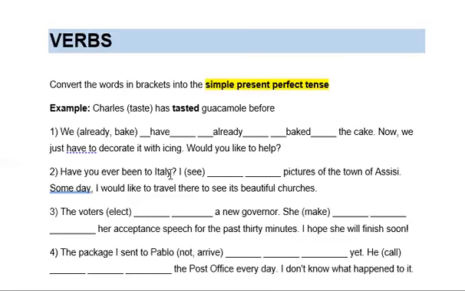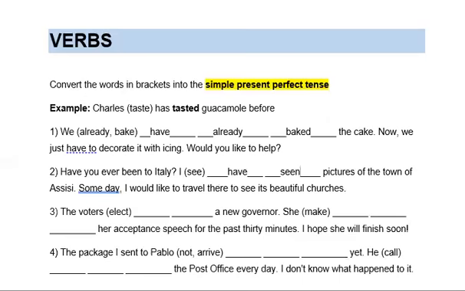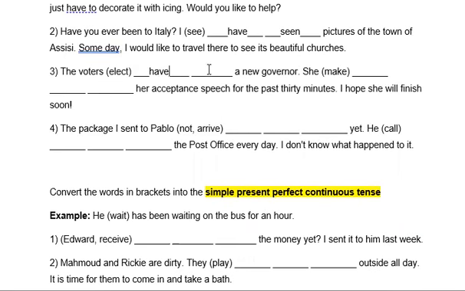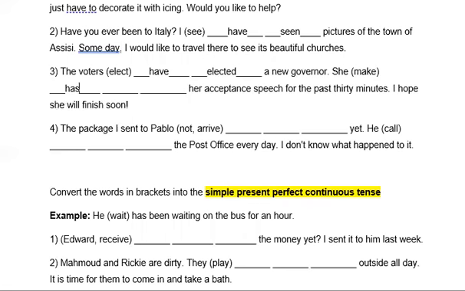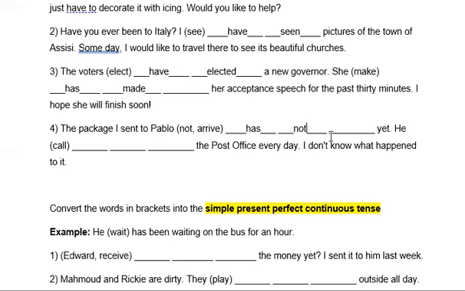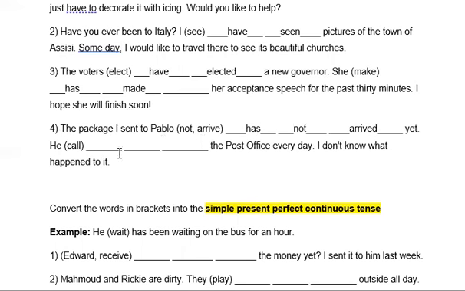Bake the cake. Number two, have you ever been to Italy? I have seen pictures of the town. The voters elect, the voters have elected a new governor. She has made an acceptance speech. The package I sent to Pablo has not arrived yet. He has not called the post office every day. I don't know what happened.